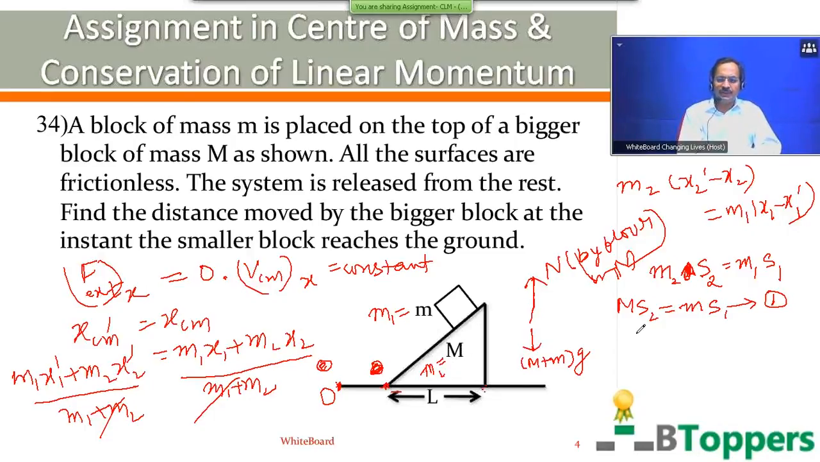So the magnitude of the relative displacement of the smaller block relative to the bigger block, in the horizontal direction only, can be taken as the sum of the magnitudes. That is equal to L.